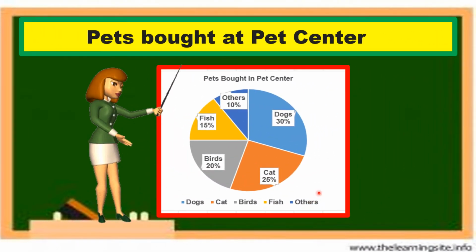We are now ready to make the circle graph or the pie chart. Sometimes you can put the percentage outside the circle, and sometimes you can put it inside the circle. So we have the dogs 30%, cats 25%, birds 20%, bees 15%, others 10%, and we have our region for the color.